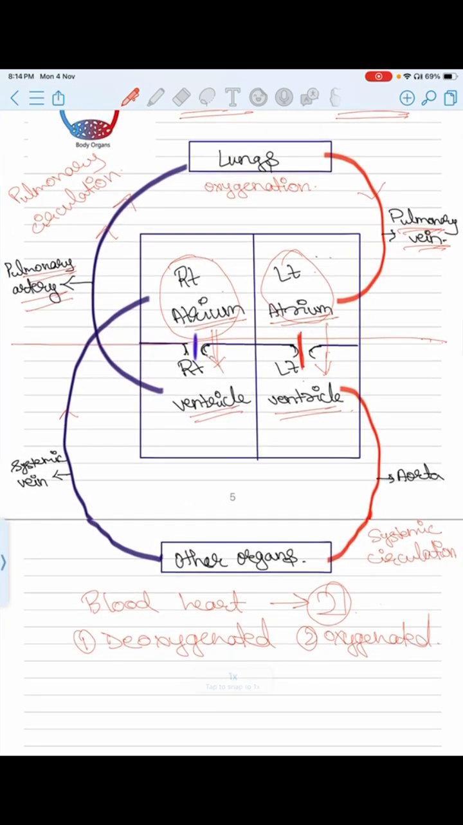circulation. Here the blood flows through the heart twice. First as deoxygenated blood, and second as oxygenated blood. So now we understand why circulation is called double circulation.